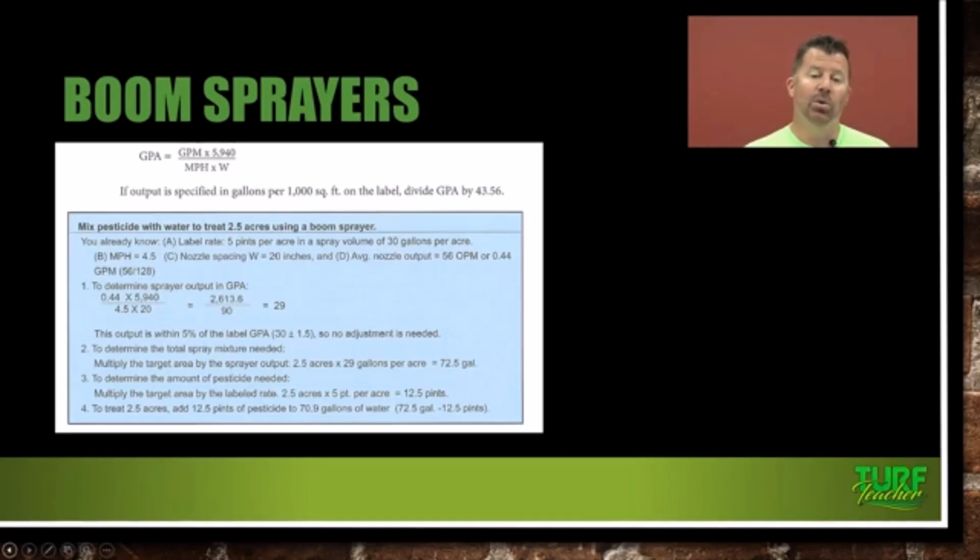We're going to mix pesticide with water to treat 2.5 acres using a boom sprayer. This is a big problem here, so pay attention. You already know the label rate, 5 pints per acre, and a spray volume of 30 gallons per acre. Our miles per hour is 4.5. Our nozzle spacing is 20 inches, and the average nozzle output is 56 ounces per minute, or 0.44 gallons per minute. The 56 divided by 128.